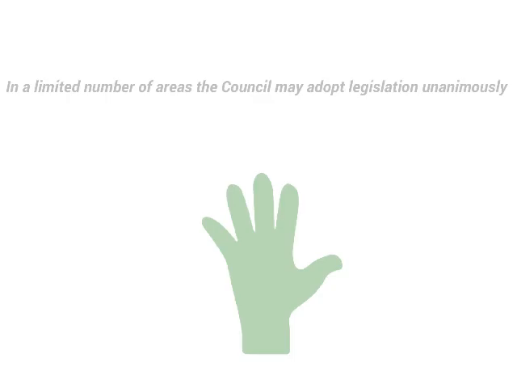However, in a limited number of areas, the Council may only adopt legislation by acting unanimously. In such cases, the Council is only required to consult with the Parliament prior to adopting the legislation. In all other areas, legislative power is shared with the Parliament.